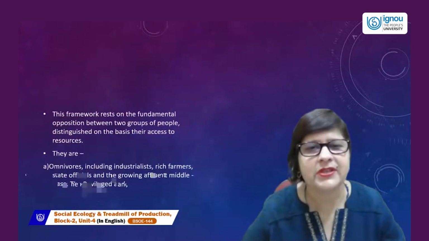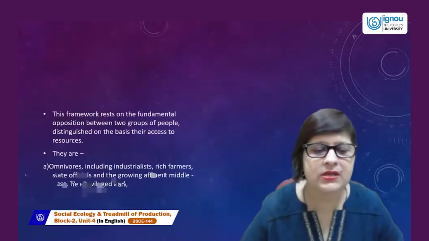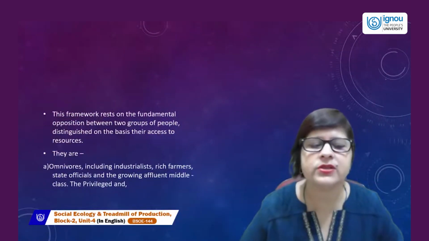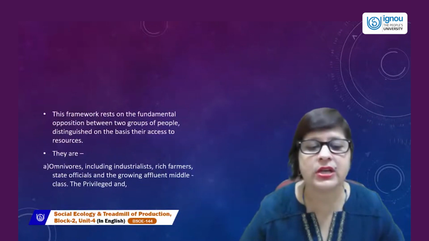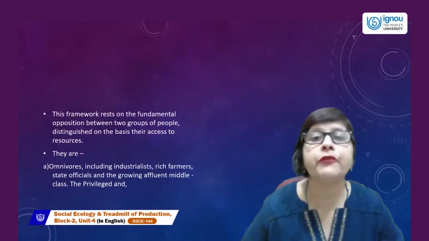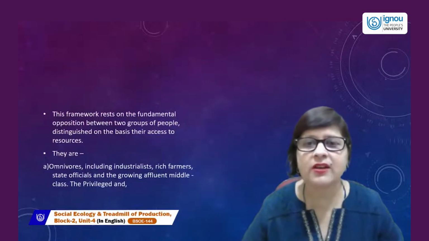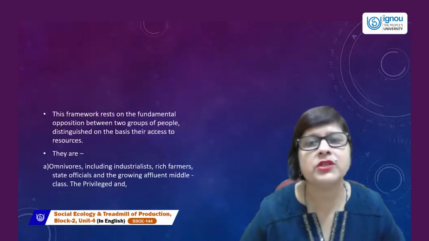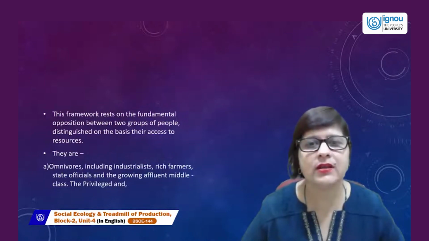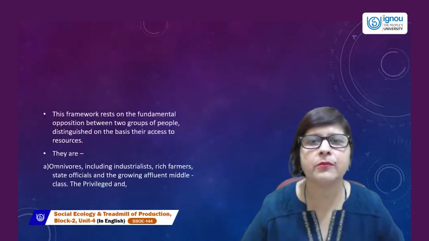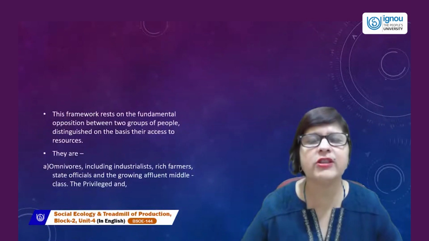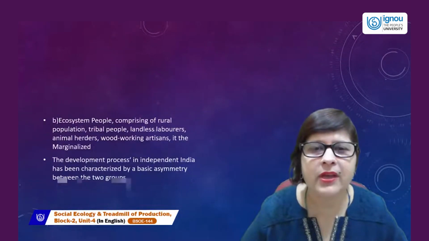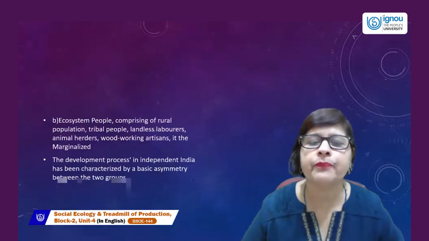These groups are, first, omnivores. Omnivores include the industrialists, rich farmers, state officials, and affluent middle class, and they are known as the privileged group. Omnivores, or the privileged, that is the industrialists, state officers, and the large and rich farmers, they are the omnivores. And the second group is the ecosystem people.